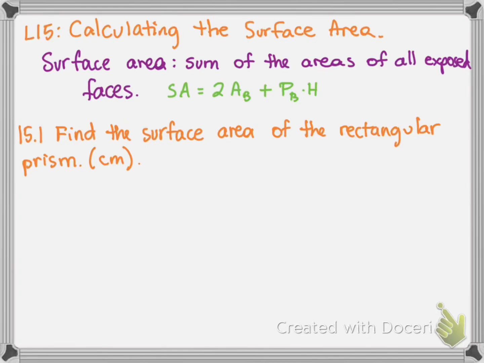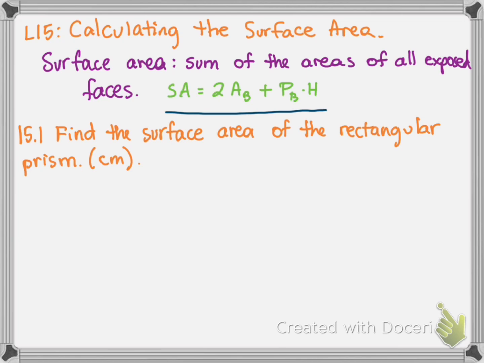Hello, today we're going to do lesson 15, calculating the surface area. Remember that the surface area is the sum of the areas of all the exposed faces. And this is the general formula that we're going to be using. The surface area, SA, equals 2 times the area of the base plus the lateral surface area, which is the perimeter of the base times height.